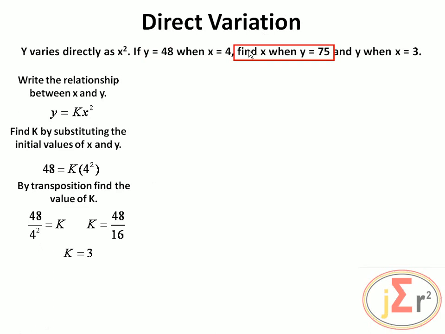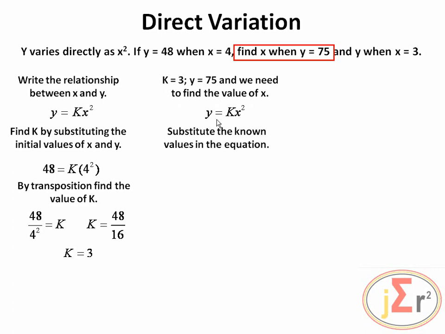We have highlighted here. Find x when y is equal to 75. Of course, we know the constant and we know the value of y. So we're going to use the same expression that we had before. And k is equal to 3, y is equal to 75. So y, we are going to substitute first. And we get the values. Y is 75 and k is 3. And we do not know x. Transposing by dividing by 3 on the left-hand side, 75 divided by 3 is 25.